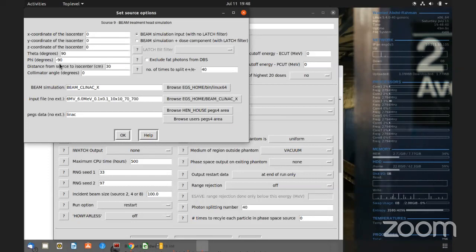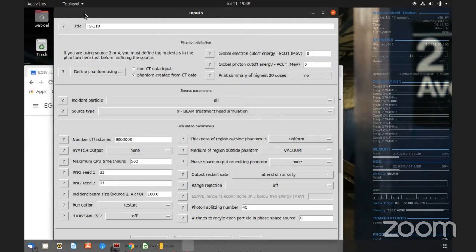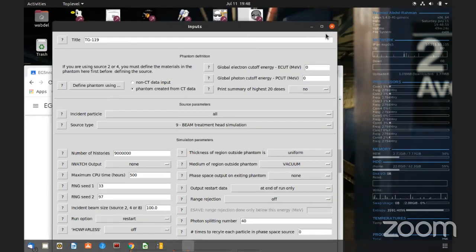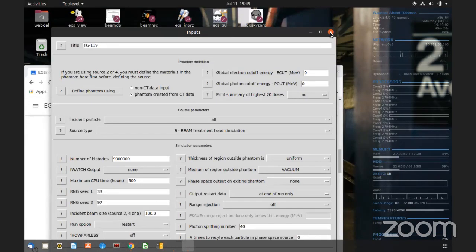So here is the distance from the source. The phase space file is 30 centimeters from the isocenter. That's why I put 30 here. Okay, so it's not trivial, but you need to do this. You need to figure out these geometries and so on. I've never actually calculated doses directly with EGS in a phantom, in a CT phantom. I have never done it, but I did it through MMCTP because everything is nicely made.